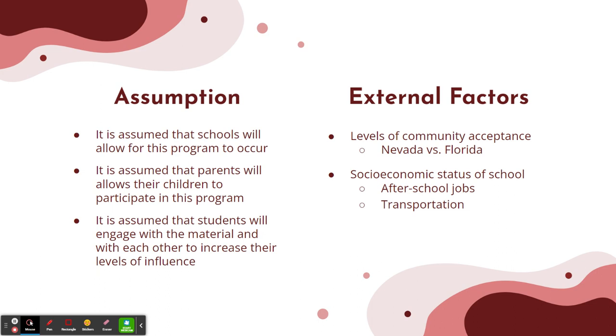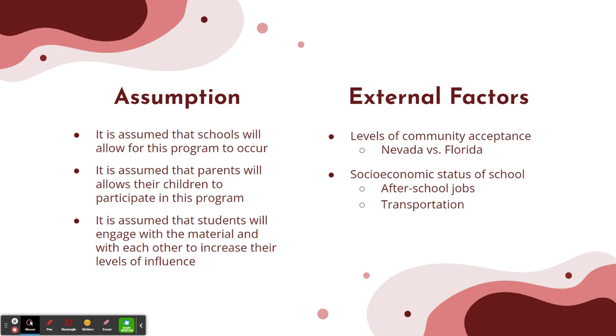And some external factors: levels of community acceptance of LGBTQ plus youth and LGBTQ plus people in general. So say we applied this program to Nevada and Florida, it may be two completely different programs just because of the levels of acceptance. It may not even be applicable in Florida just based on the laws and the legislation they have against the LGBTQ plus community. So I think that's something to consider, where you apply this program and where it will be effective as well.